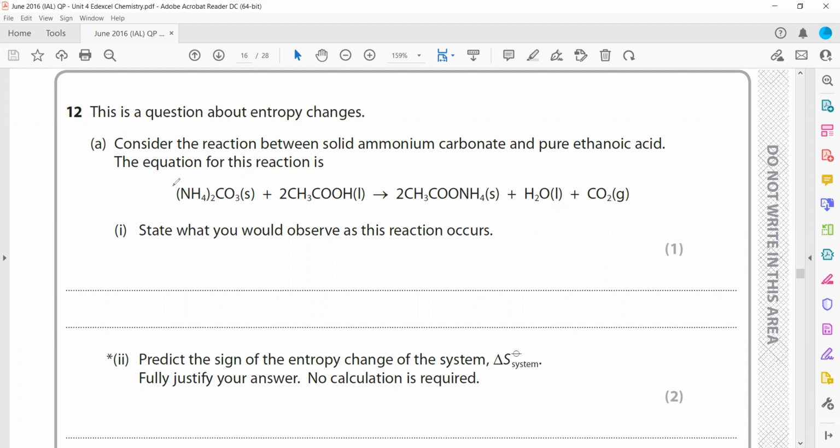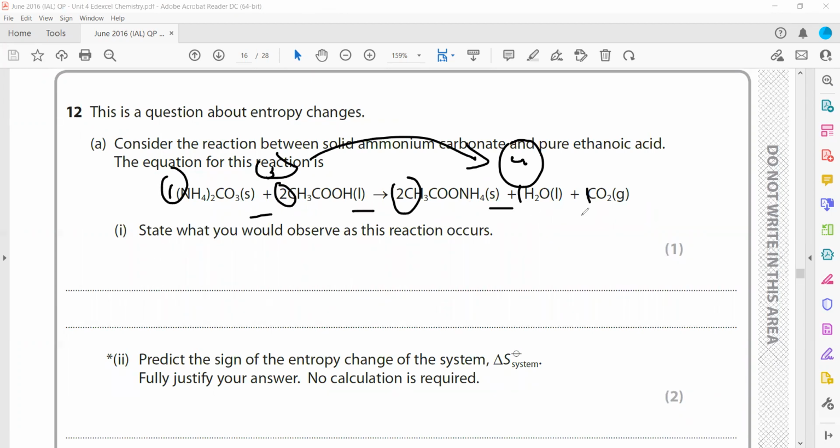So you can see 1 plus 2, 3 particles are there for the reactants, and 2, 1, so 4 particles for the products. So 3 particles for the reactants and 4 for the products, so the number of particles increases, entropy increases. As well as the state changes: initially it was solid and liquid, but now solid, liquid and gas. That's why the entropy also increases.